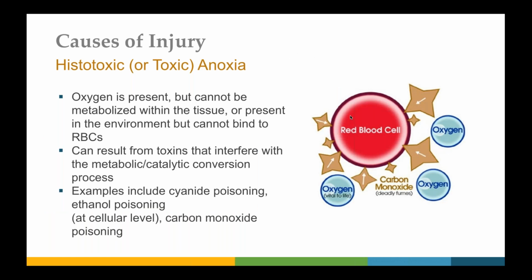This is where oxygen is present and our circulatory system is moving red blood cells around in our body, but because of chemical reasons, oxygen is not capable of binding to the red blood cells. Now, the most common of these is carbon monoxide poisoning. In the developed world, where we tend to, particularly in this part of the country, leave our cars inside the house, we're at much more risk of this.